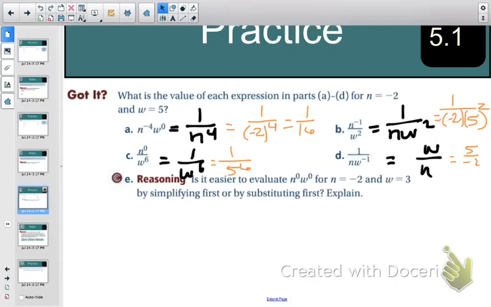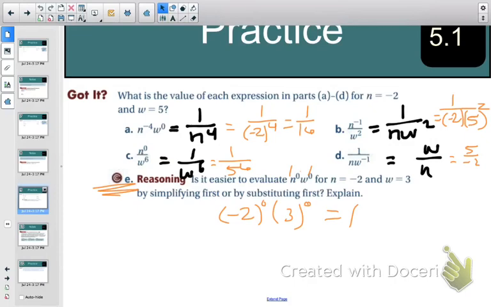But if you look at E here, it says, is it easier to evaluate n to the 0, w to the 0 for n equals negative 2 and w equals 3 by simplifying first or by substituting first? And this one, well, they're both to the 0, so really this is just going to be 1, and this is going to be 1. So it's easier just to simplify it first because it's pointless to do negative 2 to the 0 times 3 to the 0 because you still end up with 1. So you really don't even need to substitute there.